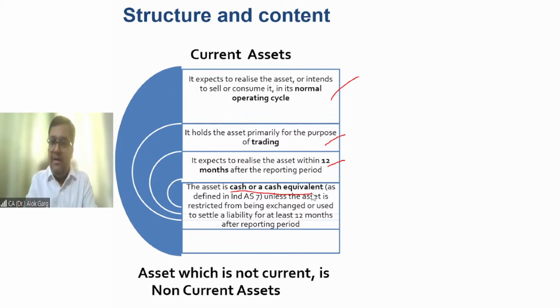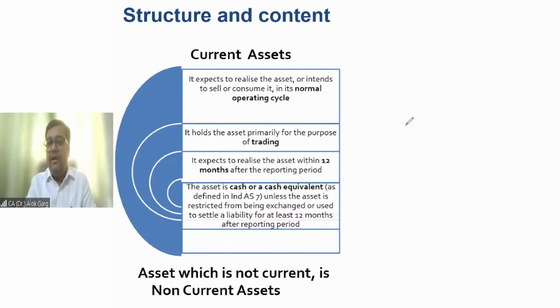Okay. Understood? So friends, what is a current asset? Anything which is going to be realized within the normal operating cycle, which is held for the purpose of trading, which is expected to realize within 12 months, or which is cash or cash equivalent. Any asset which is not current is considered a non-current asset.